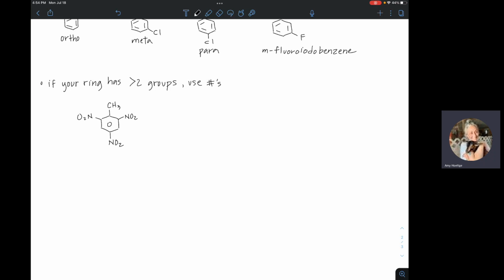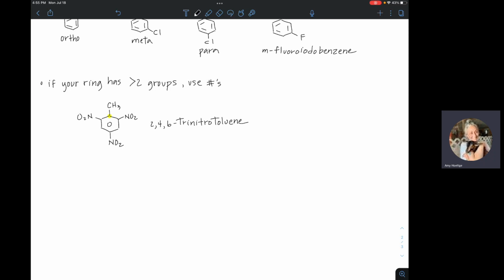So this will be named as a tri-substituted toluene. The word toluene means I've got the methyl group on the benzene ring, and so therefore that means that that is carbon number 1. So relative to that, I have 2, 4, 6 trinitrotoluene.